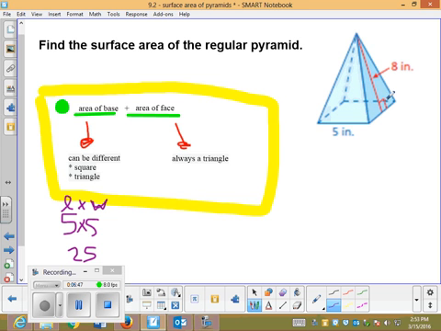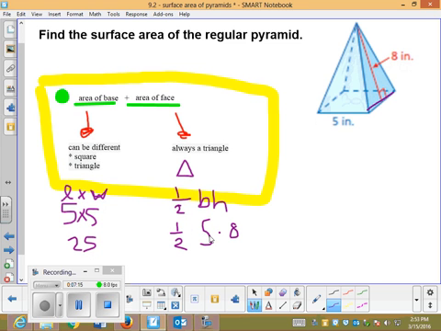So do you know what shape this is? The face looks like it's a triangle. So for the triangle, the formula is going to be 1/2 base times height. Again, do you notice it says face is always a triangle? Now we need to look at what's the base of this triangle. It's going to be a 5. So base is 5. What's the height? Height is going to be 8. So 5 times 8 and then times 1/2.